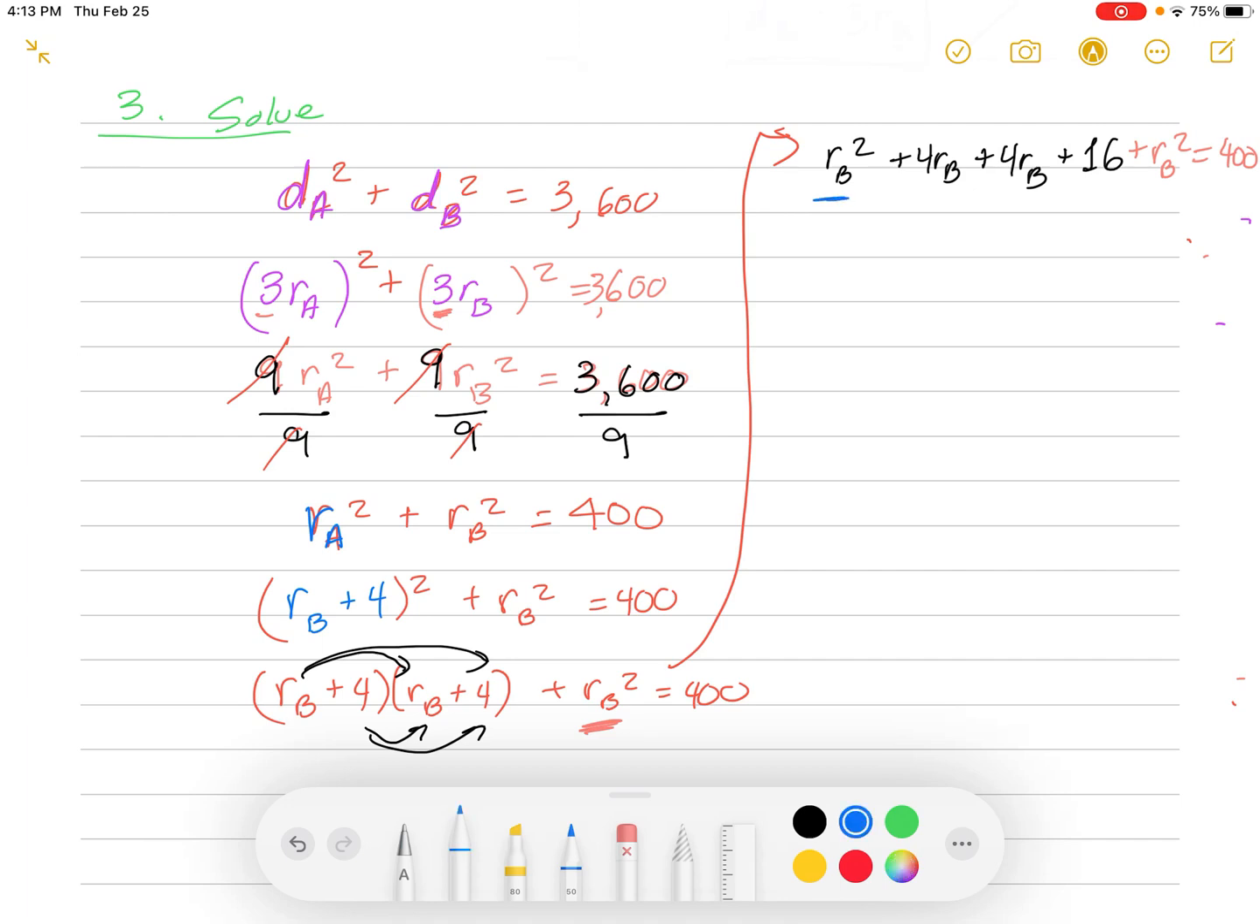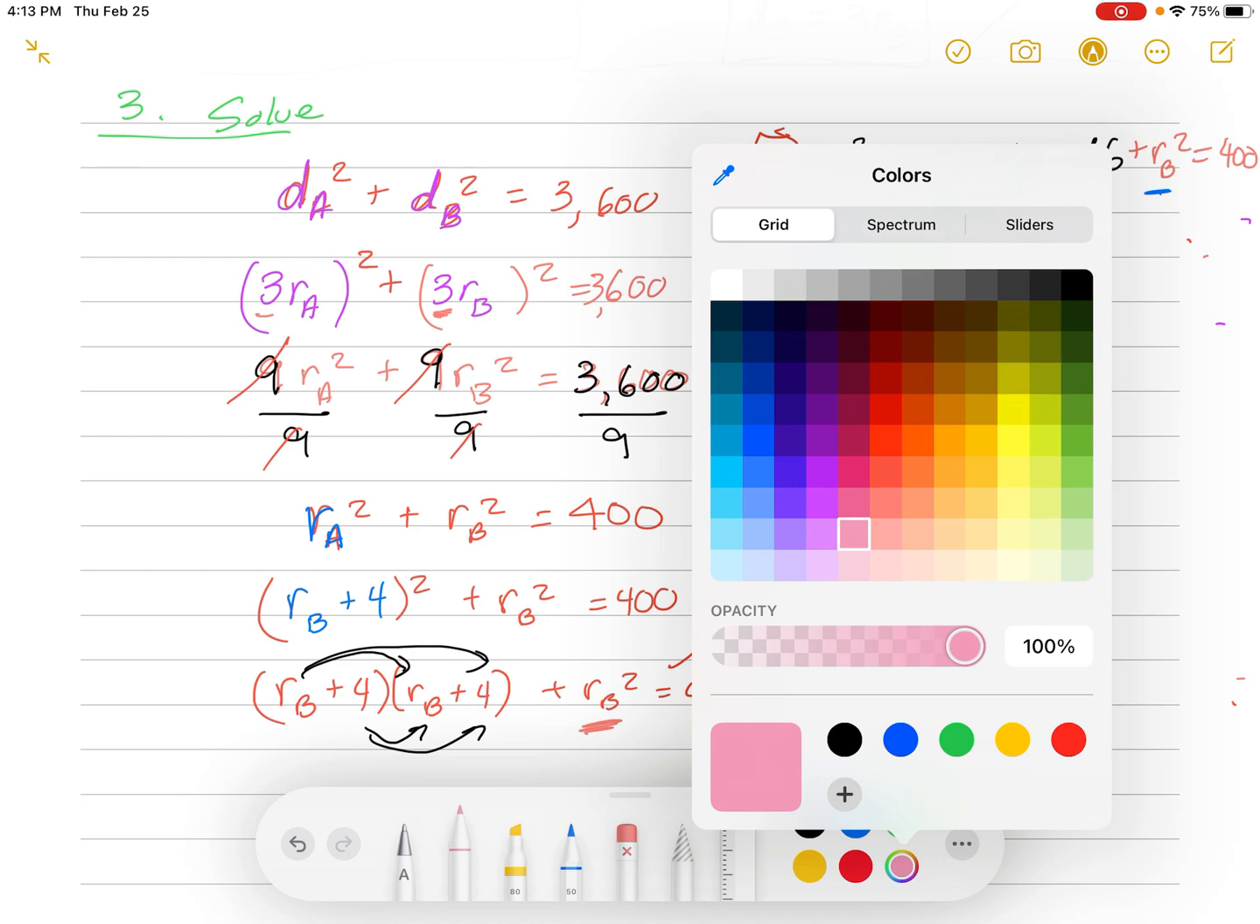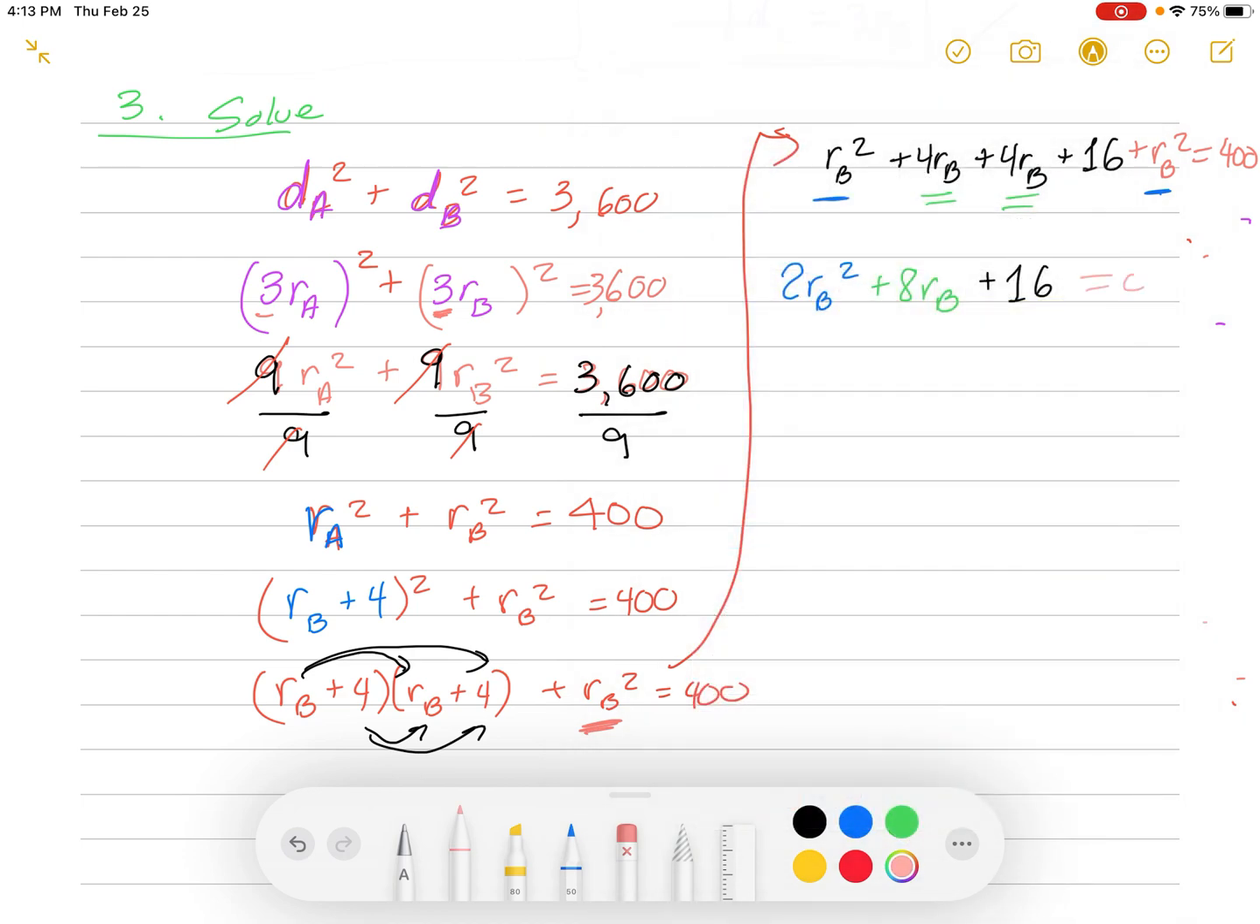So the next thing I want to do is combine like terms. I want to combine this RB squared with this RB squared. That's going to be 2RB squared. And then I want to combine my RBs. I got 4RB and 4RB is going to be 8RB. And then I'm going to have plus 16. That's all equal to 400.